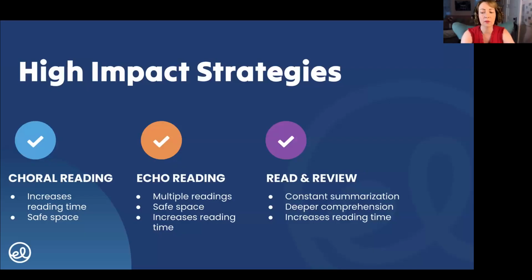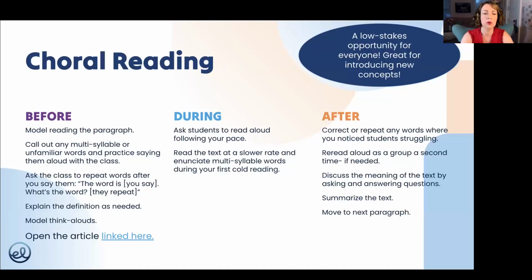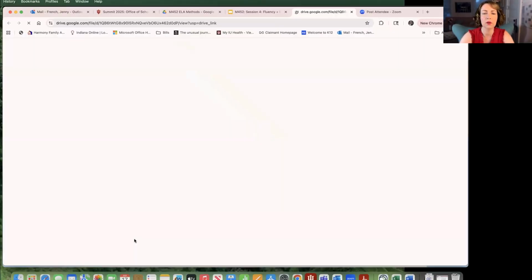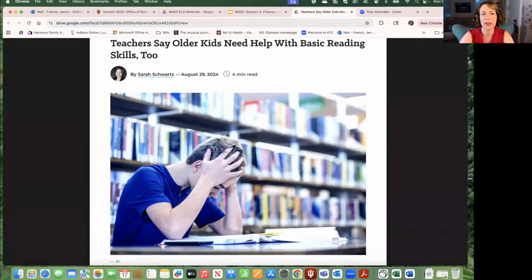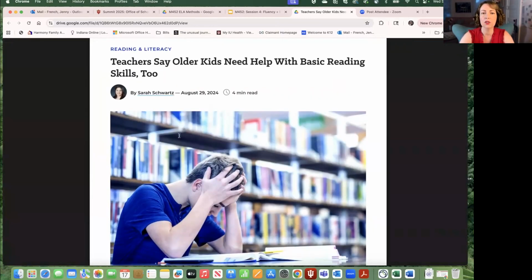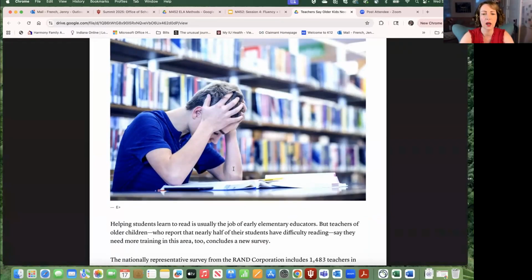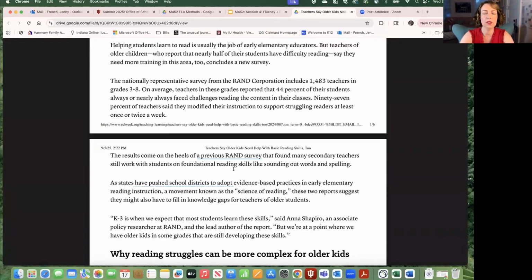And for high school kids that may be unfamiliar, but you set the norm. You explain why we do this. Let me go through the process for you. So let me give you an example. Okay, so here's an article we're going to read together. "Teachers say older kids need help with basic reading skills too." That's fitting. Okay, so I'm going to just start with this paragraph.